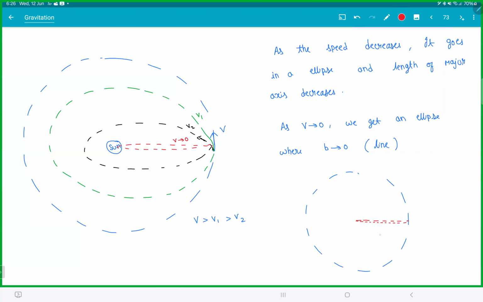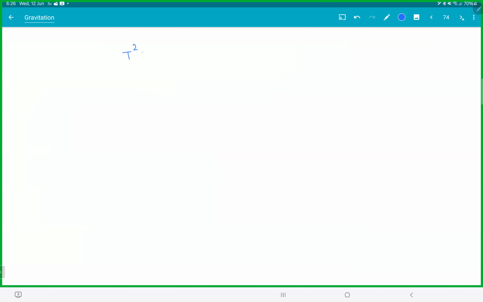So here, this major axis is r. And for the blue one, the initial orbit, the major axis is 2r. So that means when v almost tends to 0, it goes in an ellipse whose major axis is only half of the previous one. Then using Kepler's third law, we know T squared is proportional to a cubed, the semi-major axis. So T1 squared by T2 squared would be r cubed by r by 2 whole cubed.